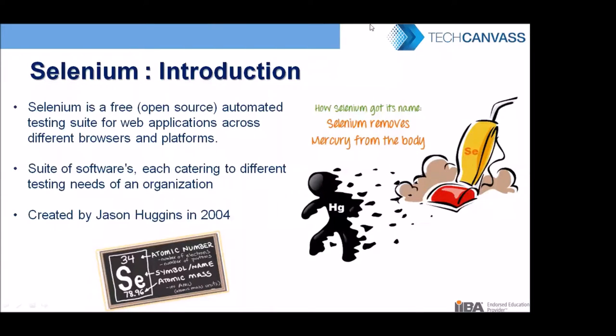So on the lighter side, as you can see the image of Selenium and Mercury. Hg is the chemical symbol for mercury. I'm very bad with chemistry, but mercury was the company who started creating QTP. So on the lighter side, we can take it as Selenium trying to remove mercury, as it is free and open source, and the crowd is rapidly moving towards Selenium compared to what we previously used to have, QTP. Of course, it was created back in 2004 by Jason Huggins at ThoughtWorks.